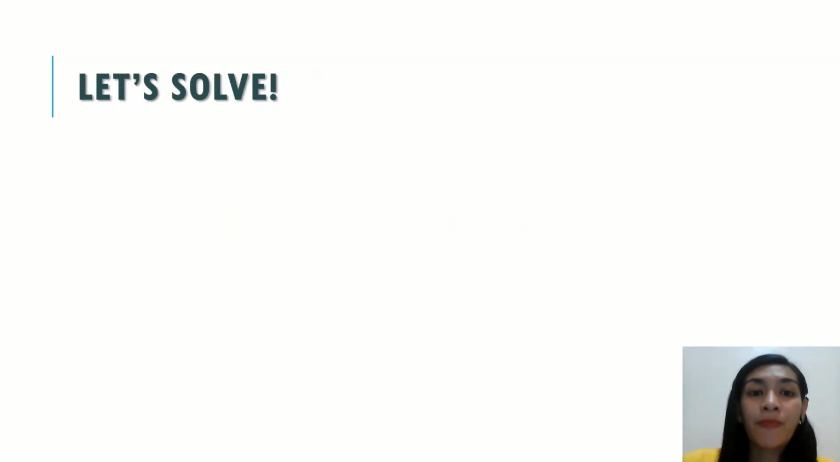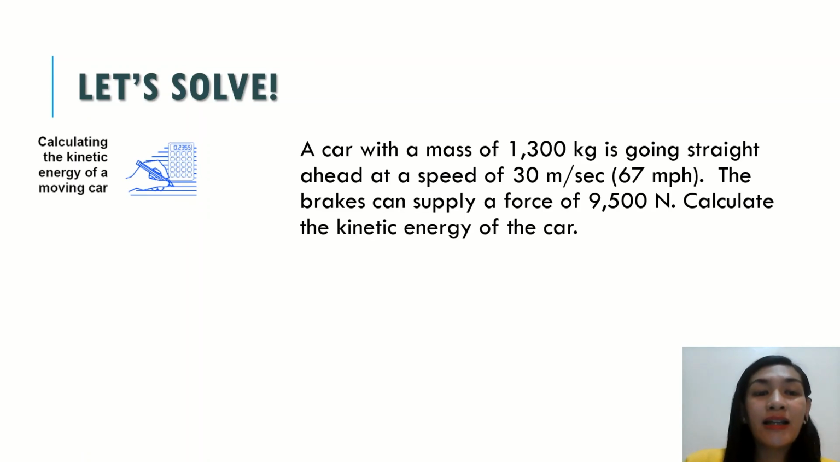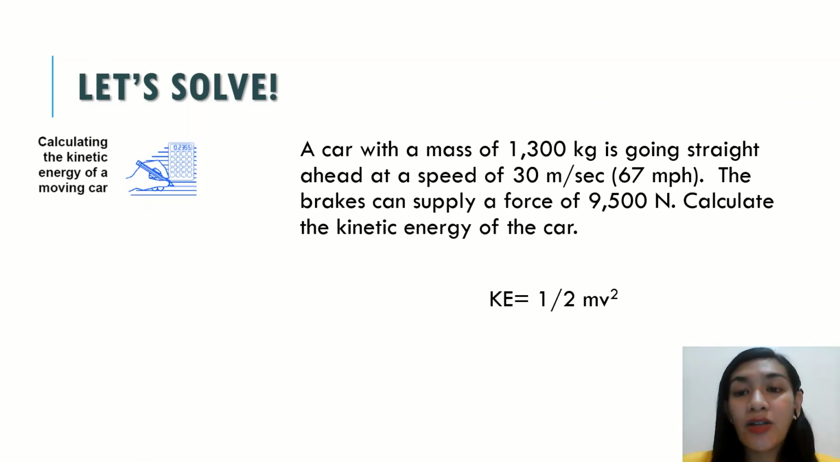Now, let's solve one problem in calculating the kinetic energy of a moving car. A car with a mass of 1,300 kilograms is going straight ahead at the speed of 30 meters per second. The brakes can supply a force of 9,500 newtons. Calculate the kinetic energy of the car. The formula is already provided: KE is equal to 1/2 mass multiplied by velocity squared.